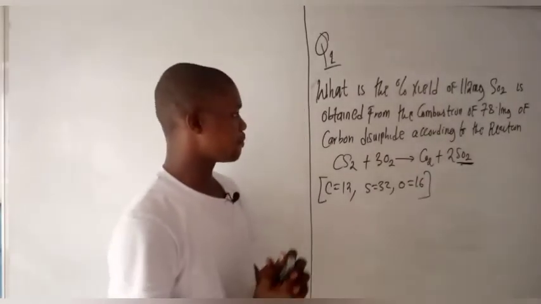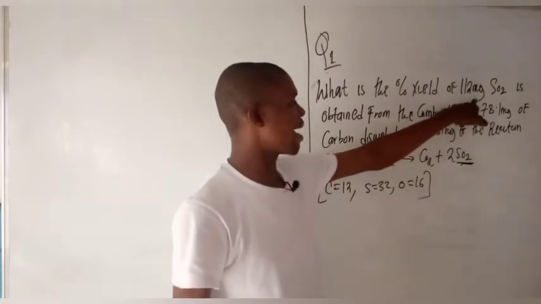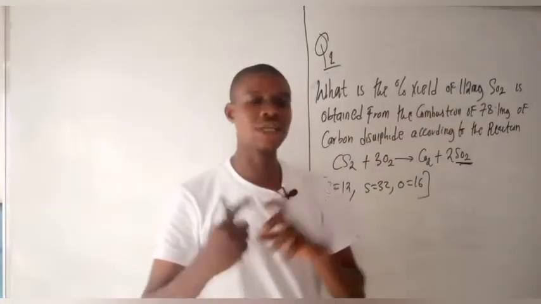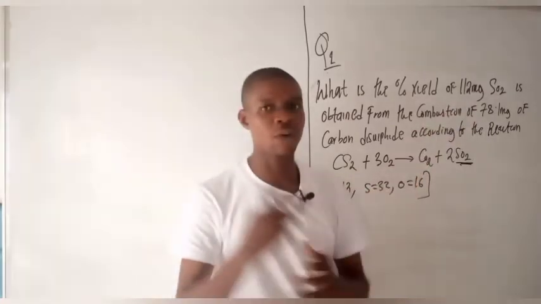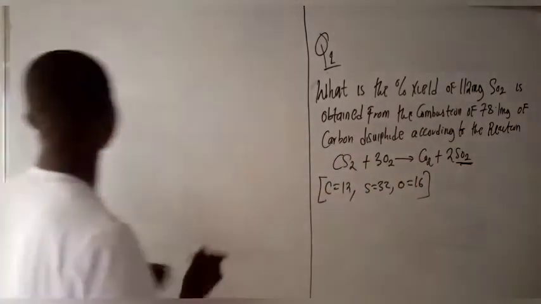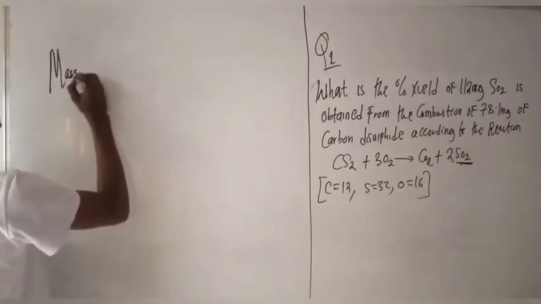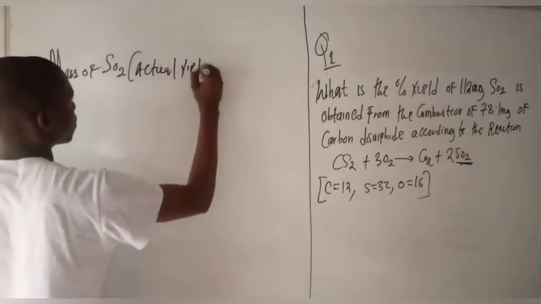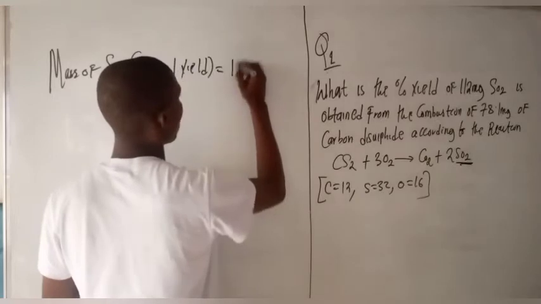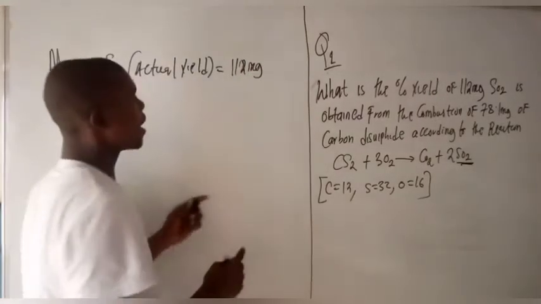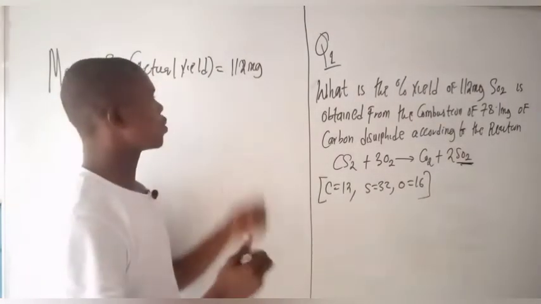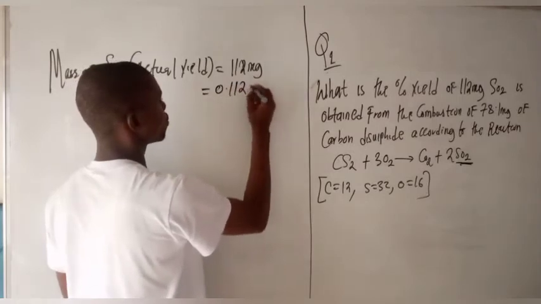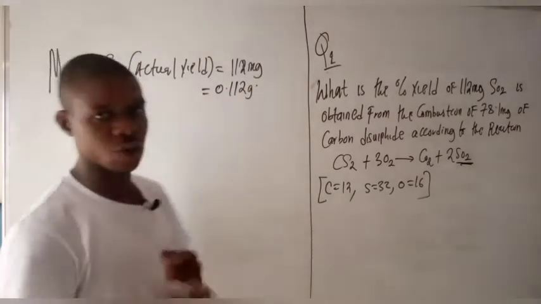Now when you look at the question here, they're giving us the mass of SO2, right? This mass of SO2 given to me, like what I told you, is the actual yield of this SO2 that is produced. Do you get that? So here you say mass of SO2, which is the actual yield, is equal to 112 milligram. Now you have to convert milligram to gram by dividing by 1000. If you divide by 1000, here I'm going to have 0.112 gram. You get, so this milligram you have to convert to gram.